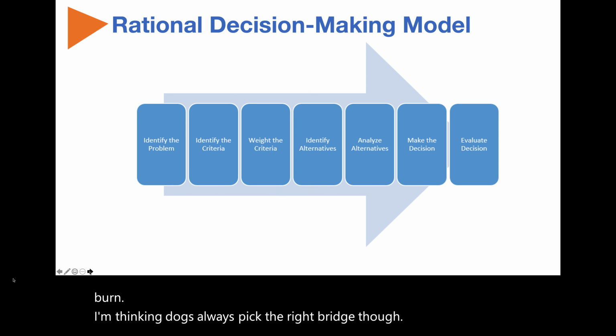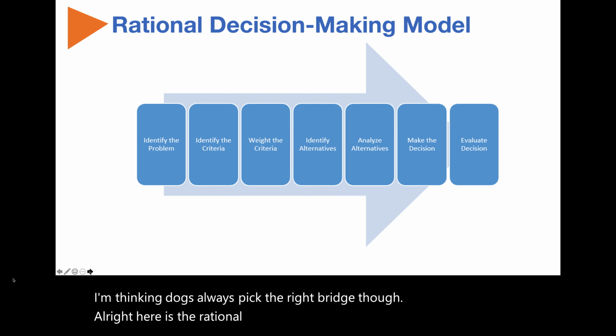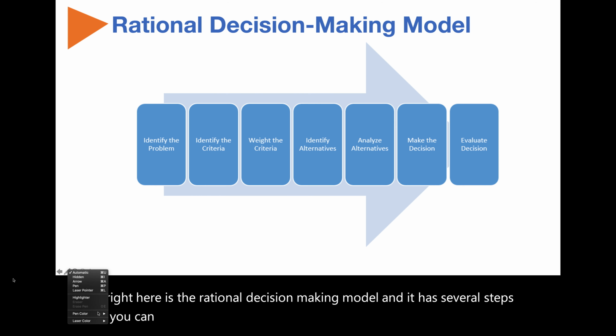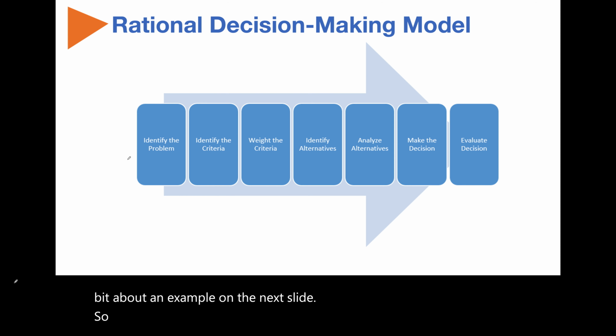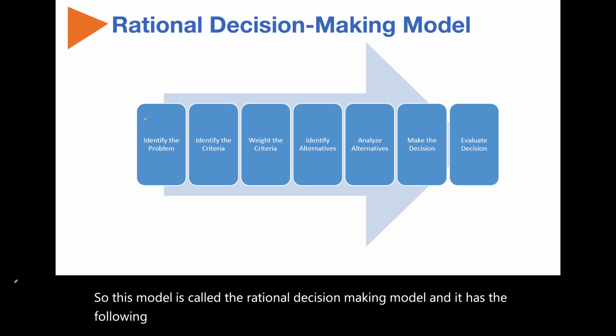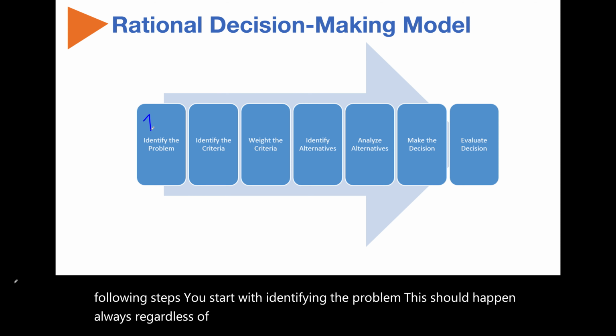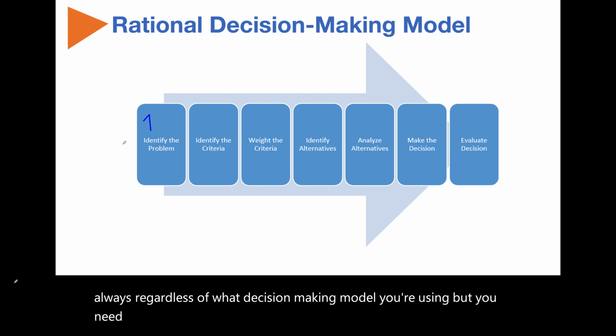All right, here is the rational decision making model, and it has several steps, as you can see. So we'll talk about them here, and then we will talk a little bit about an example on the next slide. So this model is called the rational decision-making model, and it has the following steps. You start with identifying the problem. This should happen always, regardless of what decision-making model you're using. But you need to first identify the problem, and you should also write out a problem statement.